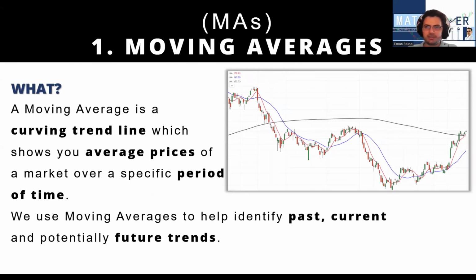Wait a second. What did he just say? So let's go back and let's break it down very slowly. A moving average, so it's these squiggly lines, is a curving trend line, which shows you the average prices. So each point of these moving averages shows you the average prices of a market. So it can be any market, stocks, indices, commodities, Forex, crypto, over a specific period of time.